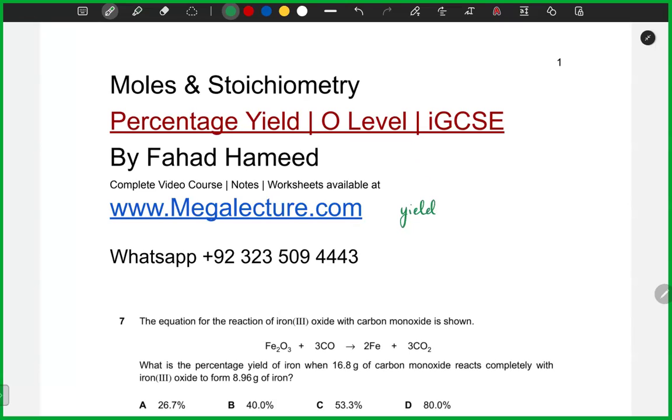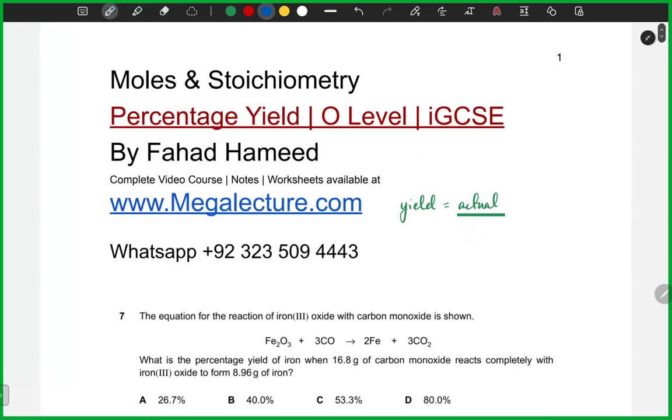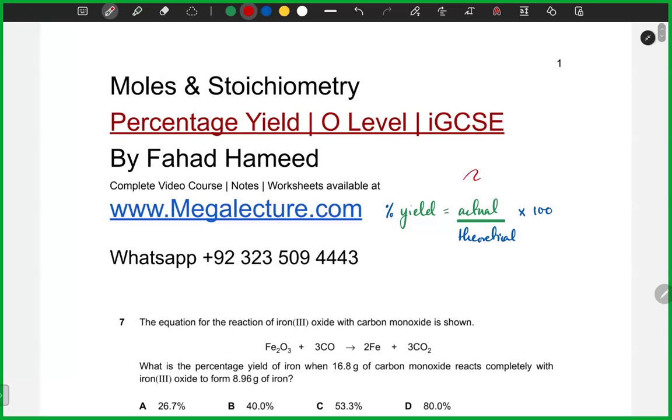That's simply the actual over the experimental. Okay, actual over experimental. No, sorry, I'm saying it wrong: actual over theoretical, times 100, if you're talking about percentage yield. What this means is that actual is the one that you obtain from an experiment.